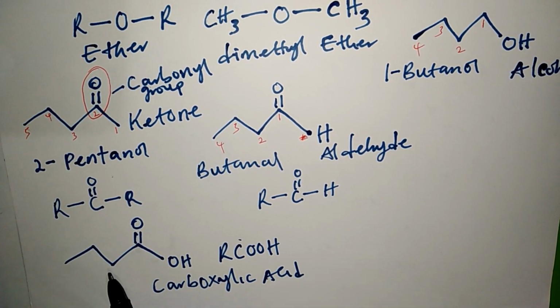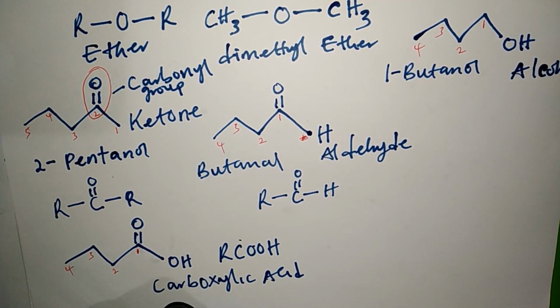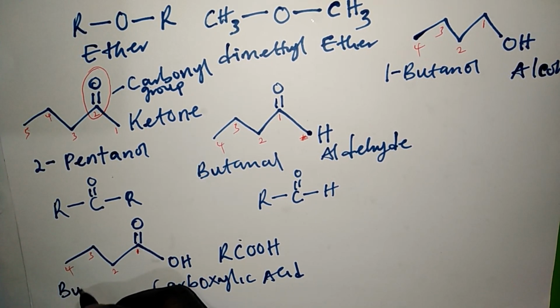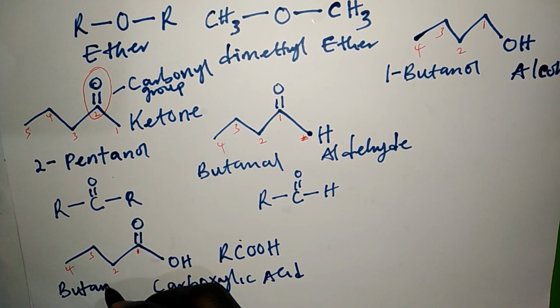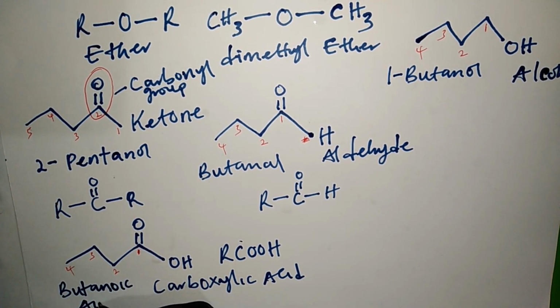To do the naming, first you do the counting. Count from the side that carries the carbonyl carbon and the OH. So we have 1, 2, 3, 4. It's referred to as butanoic acid. This particular one is referred to as butanoic acid.